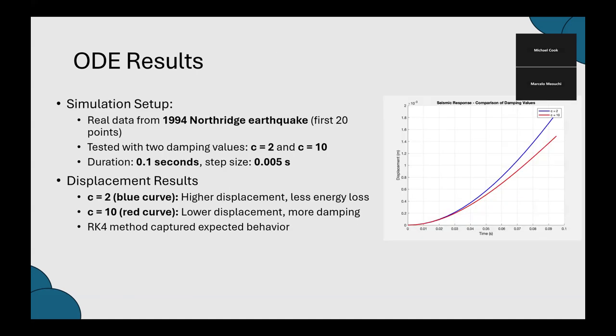For the simulation, we used real ground acceleration data from the 1994 Northridge earthquake, just the first 20 data points. We ran two cases, one with low damping and one with high damping. The results matched what we expected. Lower damping caused more displacement, and higher damping helped reduce it. Even though we only simulated 0.1 seconds, the difference was clear.